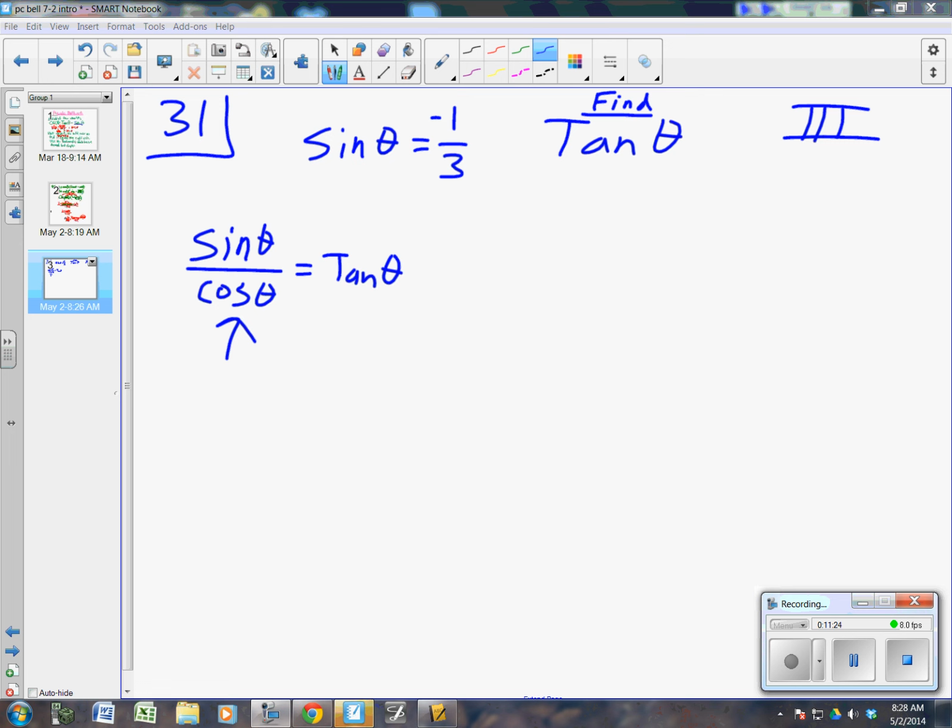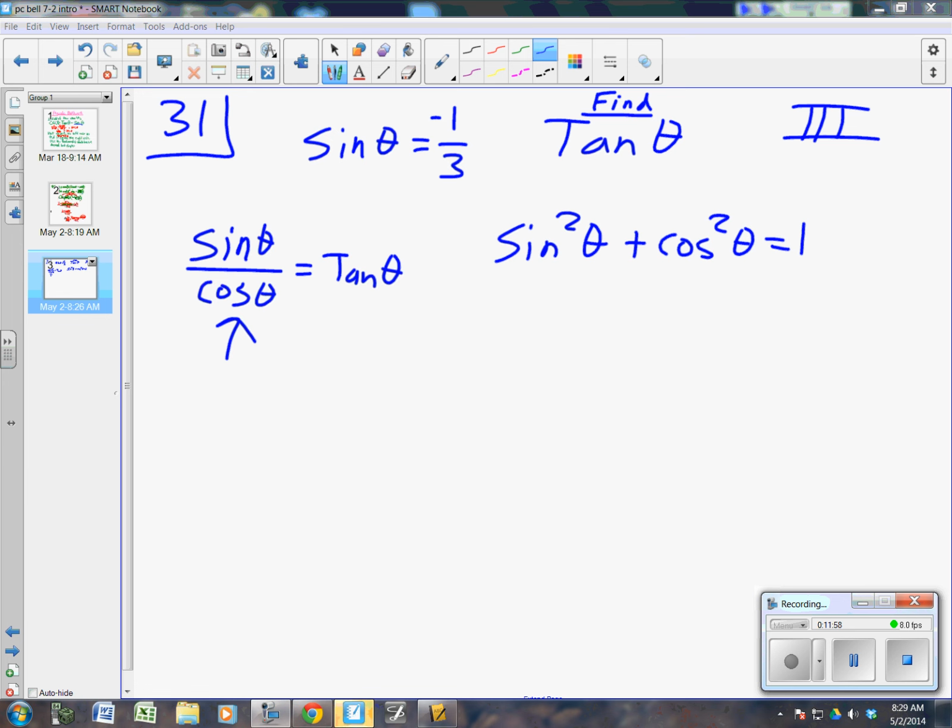Which identity? Well, the cotangent, yeah, but I'm saying only a sine and a cosine. Is there one with just a sine and a cosine? Nothing else. No, tangent has three things. Look at your identities and see if you can find one identity that has only a sine and a cosine. Yeah, that's it right there. Sine squared of theta plus cosine squared of theta equals 1.